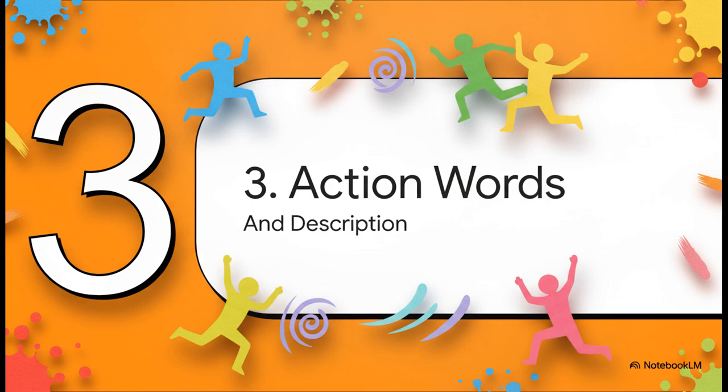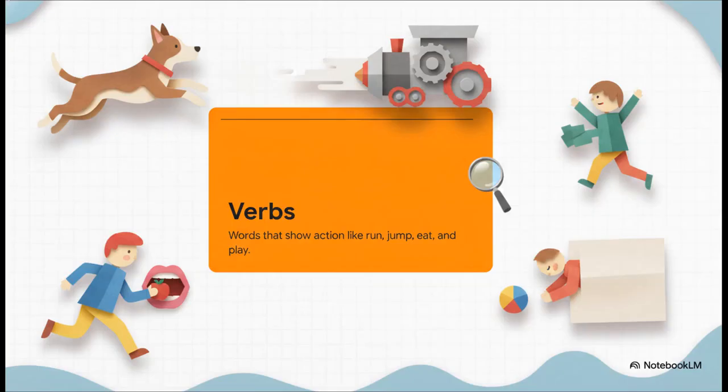All right, stage 3, action and description words. So we have our rules and we have our characters. Now it's time to bring them to life. Verbs are essentially the engine of a sentence. They're the action words that make our nouns actually do things. Run, jump, eat, play, sleep. These are all dynamic verbs.